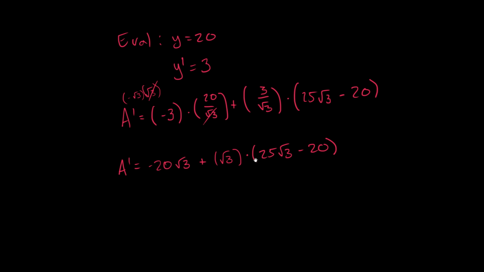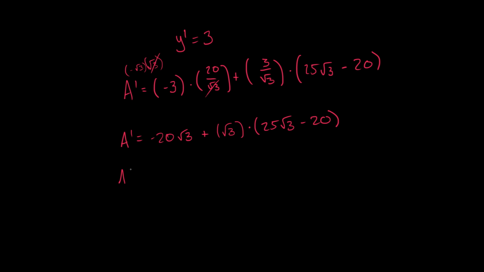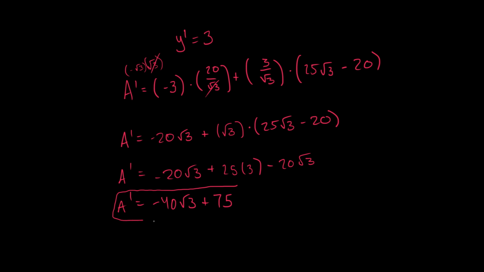Now we get A prime is equal to negative 20 root 3 plus, now root 3 times 25 root 3 gives us 25 times 3, minus 20 root 3. And we get negative 20 root 3 minus 20 root 3, which gives us negative 40 root 3 plus 75. So as you can see, this is how our area is changing when Y equals 20.